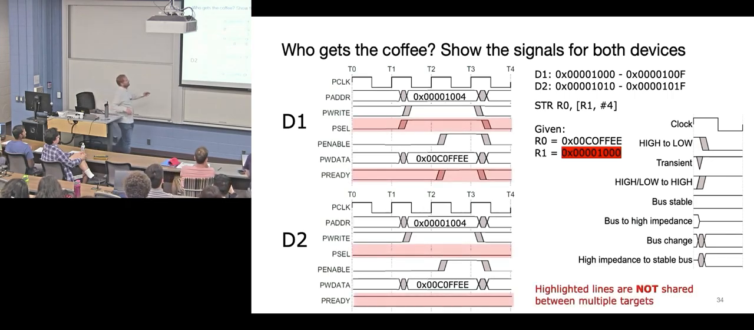It's probably just important to realize that these are the only buses that are different. P-Select and P-Ready are the only buses that aren't the same data for everything.